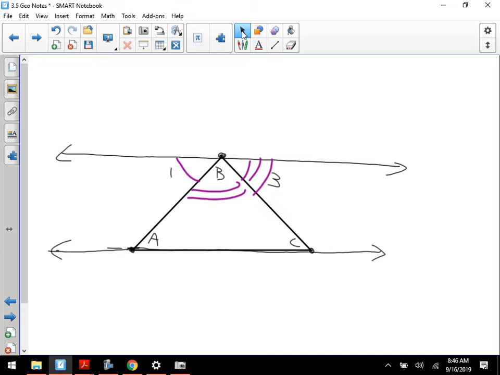We know that these three angles create a line as well. We'll call it 1, 2, and 3. Now, what happens here is that you can actually set up something that's called an exterior angle.